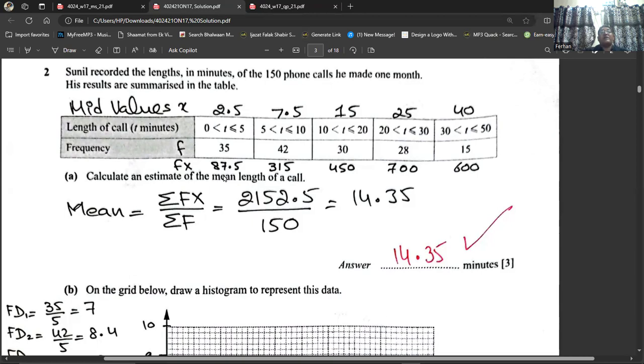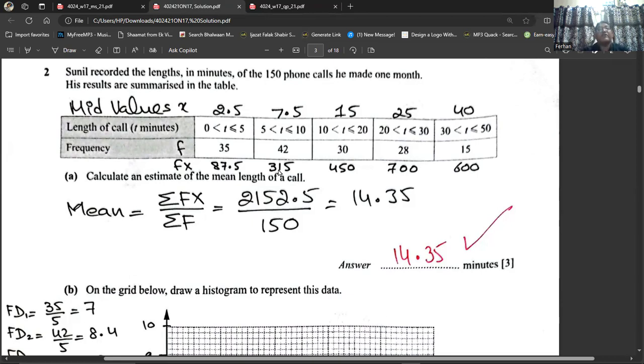So 2.5 multiplied by 35 gives you 87.5. 7.5 multiplied by 42 gives you 315. 15 multiplied by 30 gives you 450. And 25 multiplied by 28 gives you 700. 40 multiplied by 15 gives you 600.